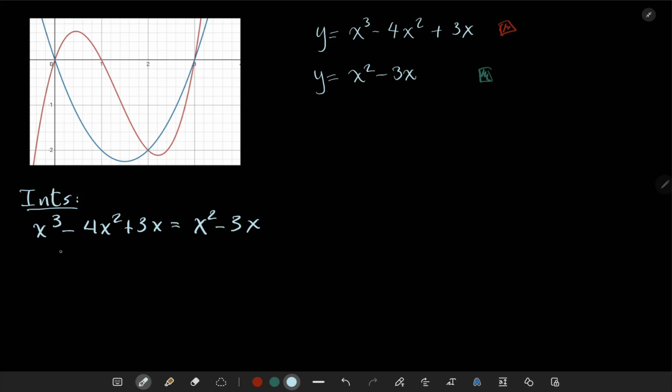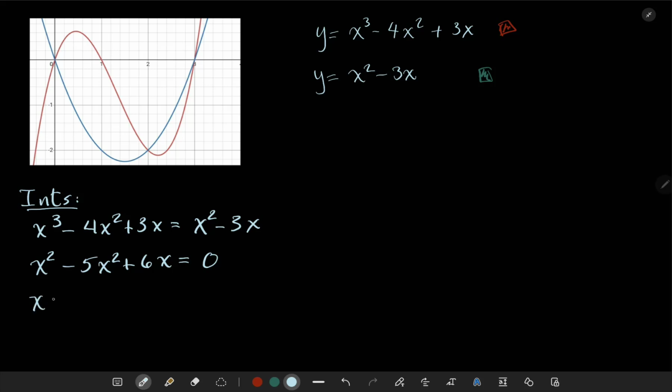So subtracting x squared on both sides, I want to first get negative x squared, 4x squared minus x squared is going to be negative 5x squared. Now I have plus 3x, and then I'm going to add 3x on both sides, so it's going to be plus 6x equals 0.